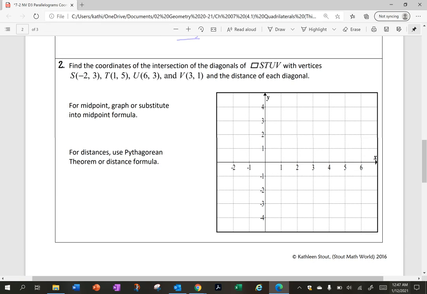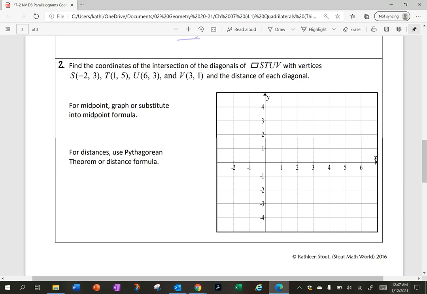It's your turn. I'm going to have you turn off the video and tell me what you get for finding the midpoint and the distance of each diagonal. Okay, let's see, how did you do?